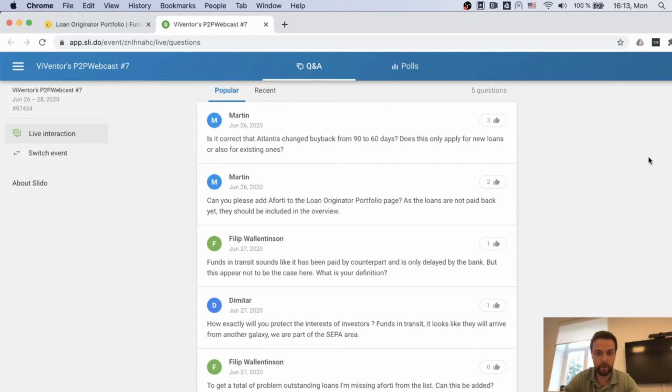And Dimitar is asking, how exactly will you protect the interests of investors? Funds in transit, it looks like they will arrive from another galaxy. We are part of the SEPA area. So basically, this question sums up the two things that I described. One thing is what these funds in transit are, and sometimes we are part of the SEPA area, sometimes we are not, as is the case, for example, with Bosnia.